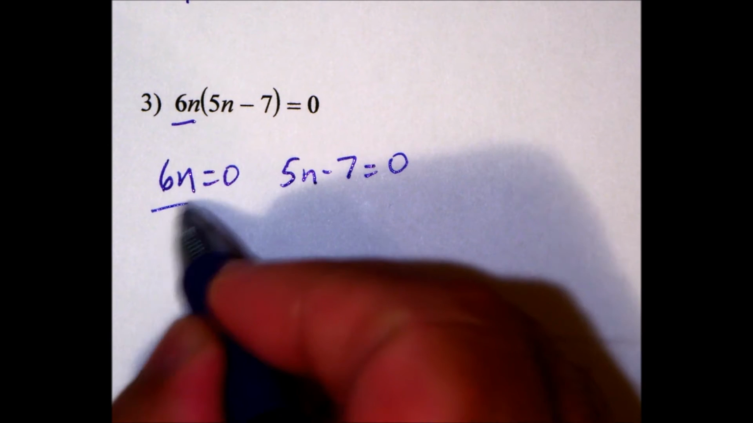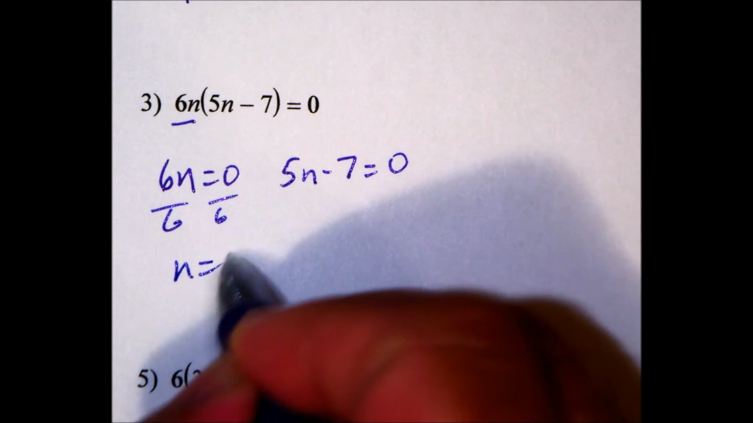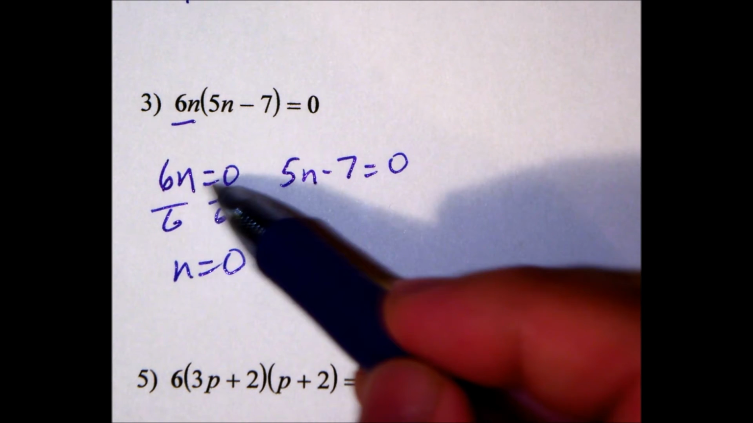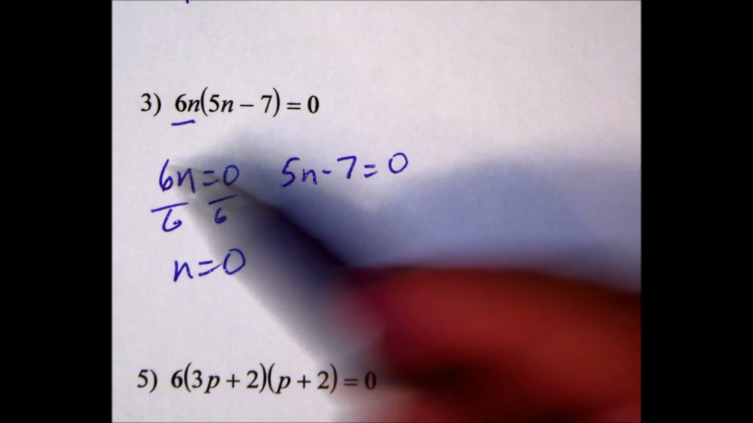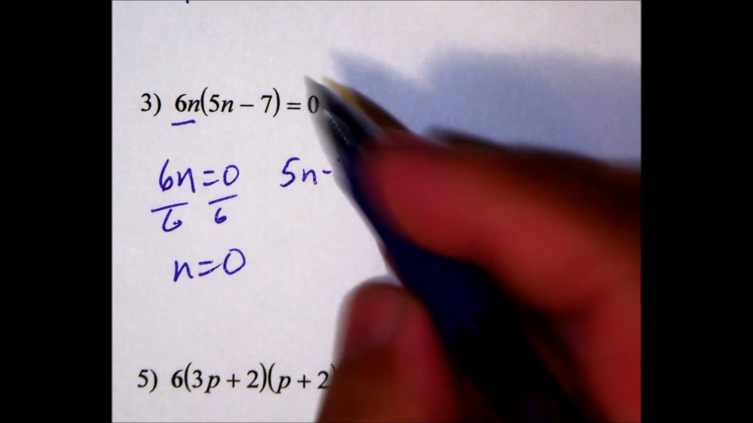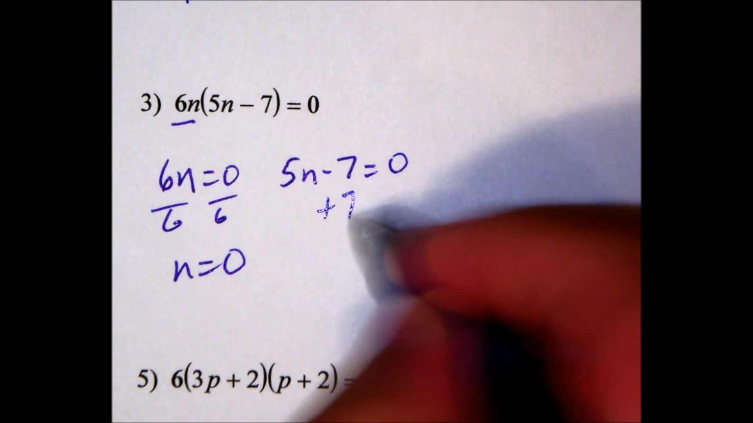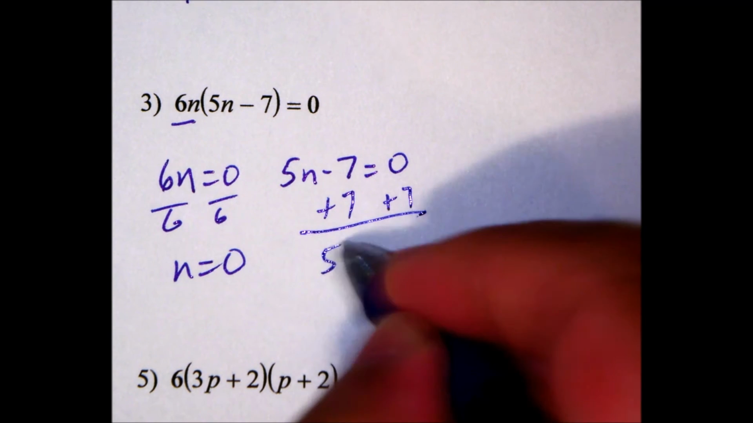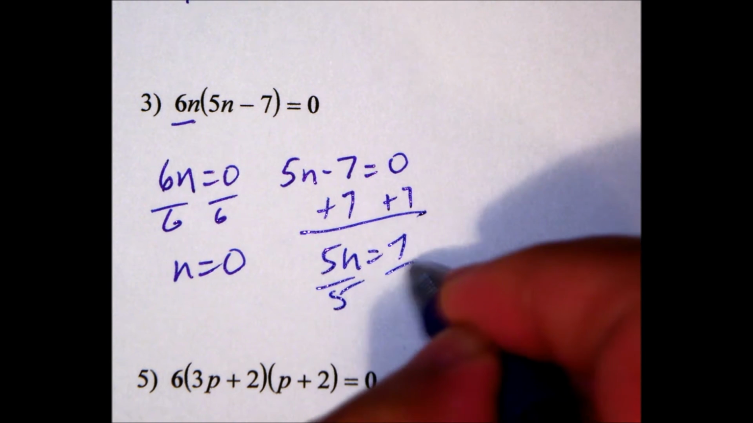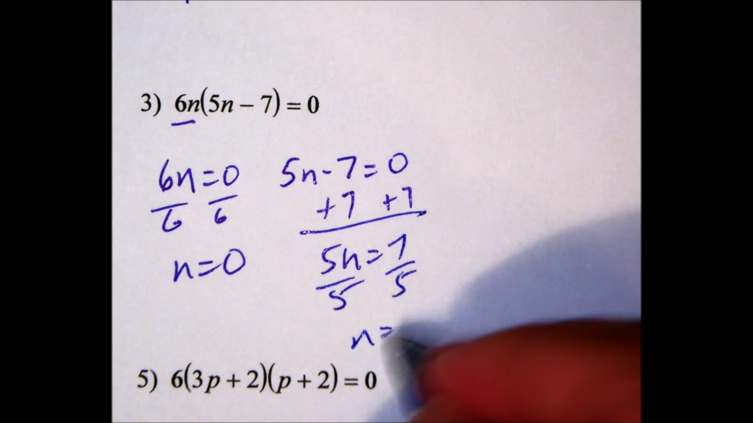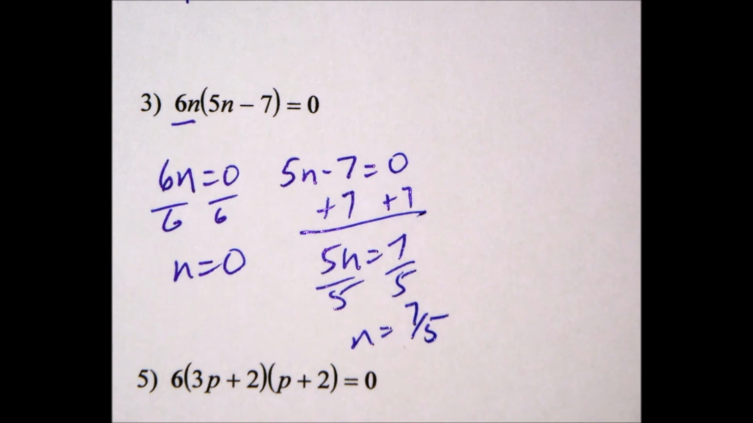Well, here, we could divide that by 6, n equals 0. Or if you simply knew that n equals 0, that's fine. Right? 6 is never equal to 0, but the n can be. Here, we add 7 to both sides. We get 5n equals 7, divide by 5, n equals 7/5. If you give me a decimal answer for these, that's perfectly fine. This will be like 1.4, I think. Alright, let's do a couple of these, I guess.